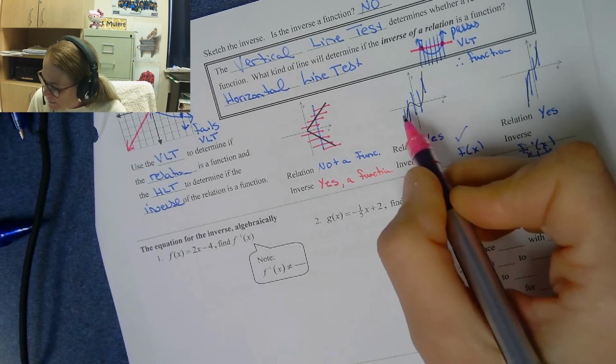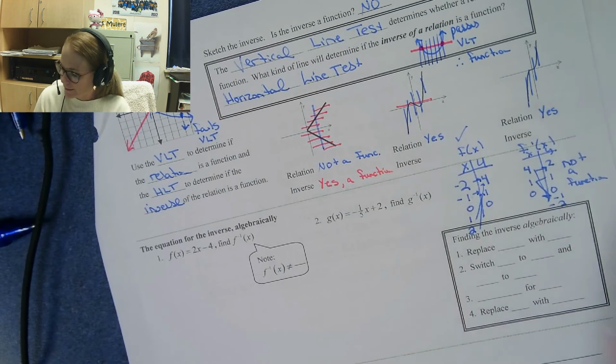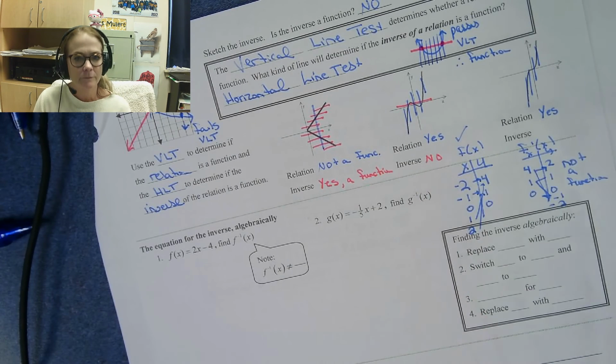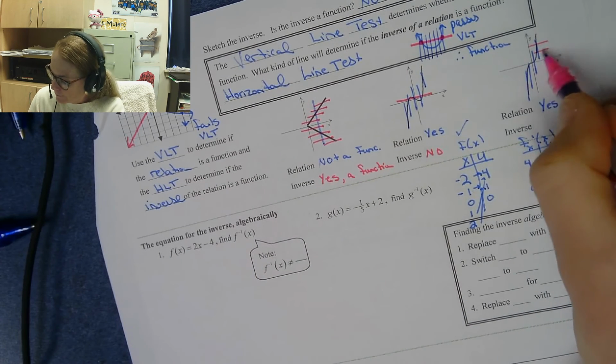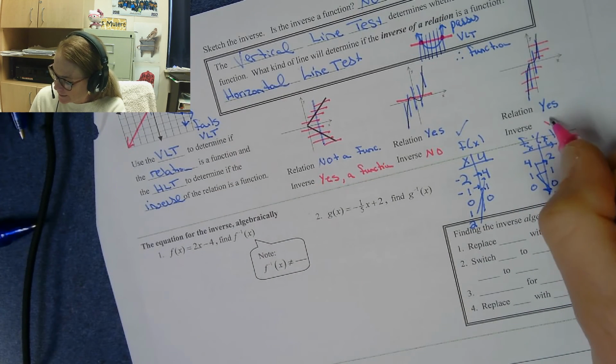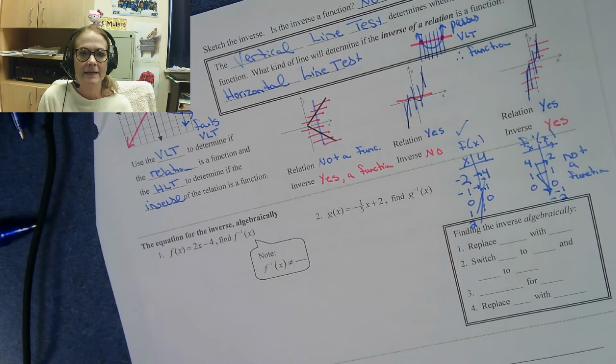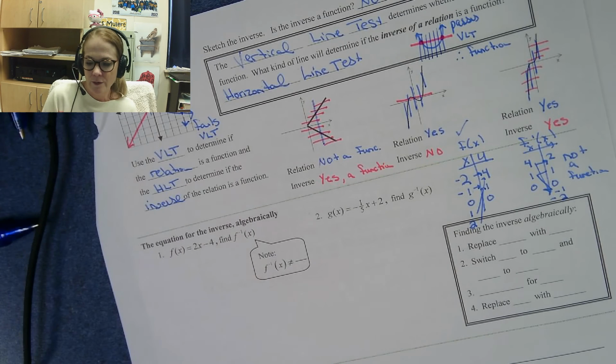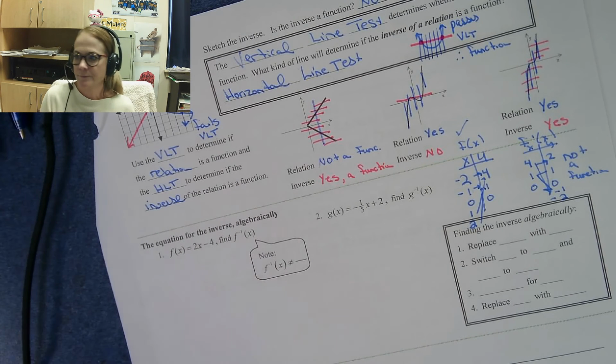Here, I touch a horizontal line. A horizontal line would cross the graph in two spots, which means when it flip-flops, that would fail the vertical line test on the inverse. And in this one, you can't touch it twice, so this is yes, yes. So both the original and the inverse would be functions.